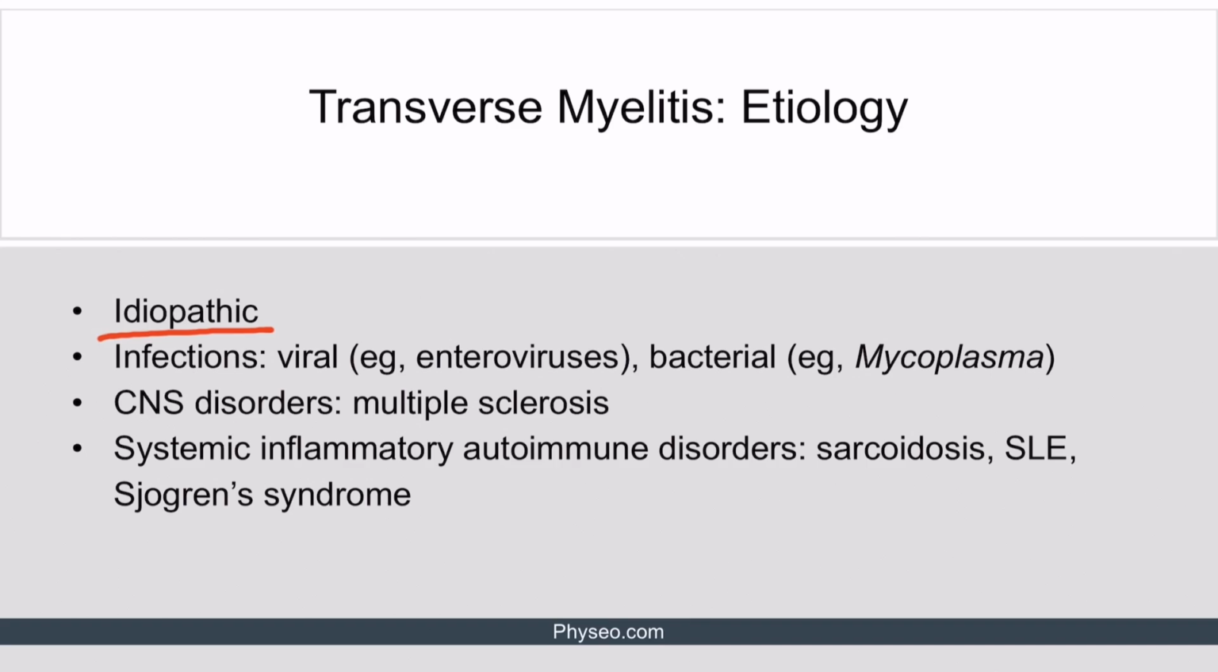However, it can be associated with infections, most often viral infections such as enteroviruses and bacterial infections like mycoplasma. It can also be associated with central nervous system disorders, for example, multiple sclerosis. Lastly, transverse myelitis may occur in the context of systemic inflammatory autoimmune disorders, including sarcoidosis, lupus, and Sjogren's syndrome.